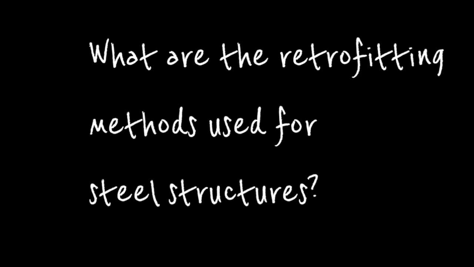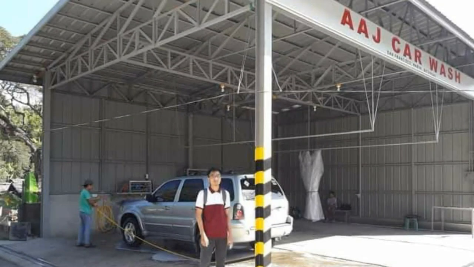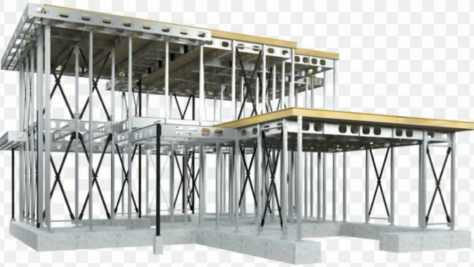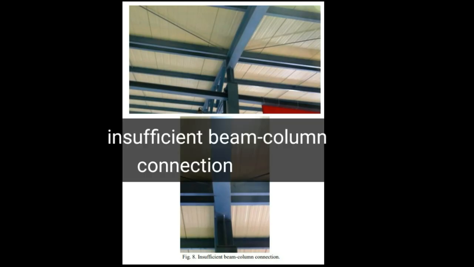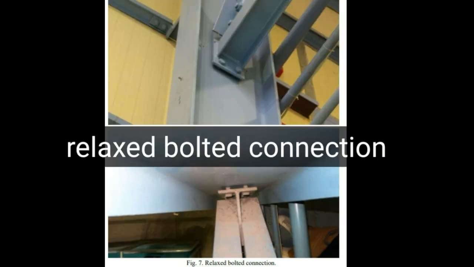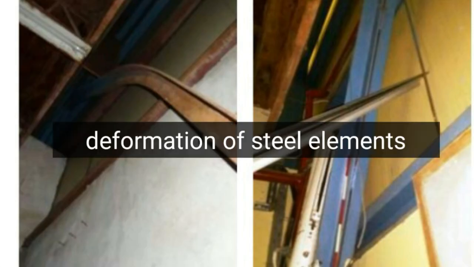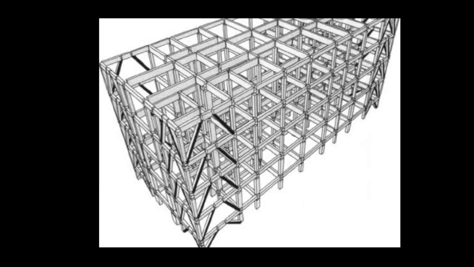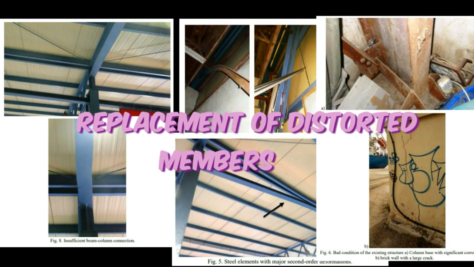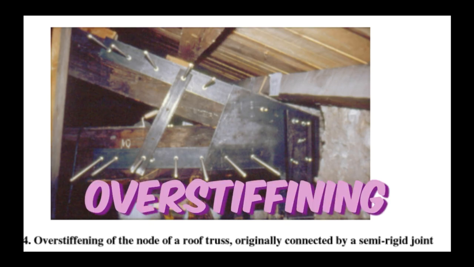Now that we're done on wood structures, let's proceed to the retrofitting methods used for steel structures. Steel structures commonly experience damages due to insufficient beam column connection, relaxed bolted connection, column base and truss corrosion, and deformations of steel elements. Some of the techniques in retrofitting damaged steel members are by addition of vertical and cross bracings, replacement of distorted members, and over-stiffening of the node of the roof truss.